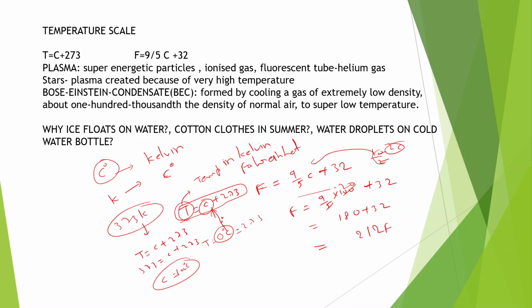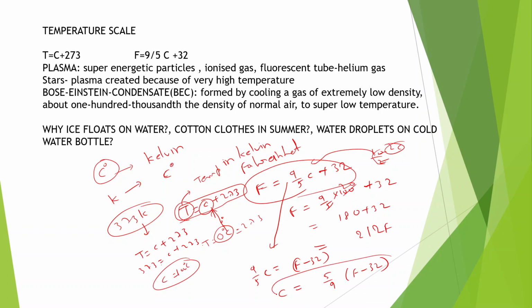In the same way, if you want to convert from Fahrenheit to Celsius, just write 9/5 C equals F minus 32, and C, centigrade, equals 5/9 of F minus 32. Just put in the numerals and you can easily get the answer.